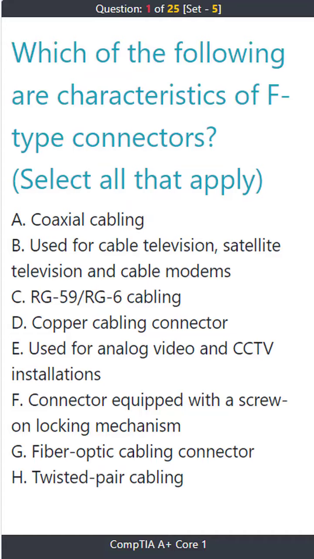Question 1. Which of the following are characteristics of F-type connectors? Select all that apply. A. Coaxial cabling. B. Used for cable television, satellite television, and cable modems. C. RG59/RG6 cabling. D. Copper cabling connector. E. Used for analog video and CCTV installations. F. Connector equipped with a screw-on locking mechanism. G. Fiber optic cabling connector. H. Twisted pair cabling.